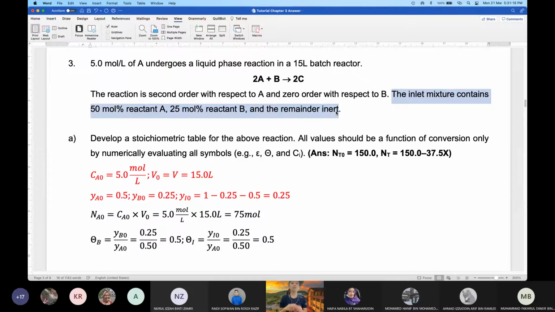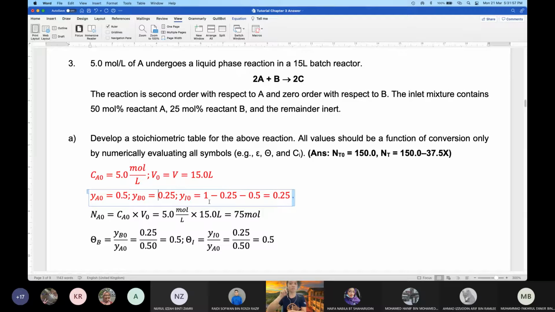Tapi kamu kena ingat, although you are given in terms of percentage, as I told you, sama macam conversion. You are given in percentage, you must convert into fraction. Maka, we write it as YA0. So, kalau kamu forget apa tu YA0, Y refers to mole fraction, A refers to compound A, 0 refers to initial. Kan dia kata sebabnya adalah inlet mixture kan. So, initial mole fraction of A, 0.5. Initial mole fraction of B, YB0, 0.25. Initial mole fraction of inert, YI0, also 0.25. How you get 0.25?